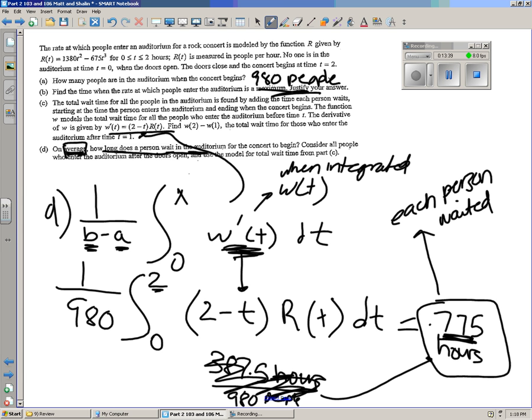So scratch that. But just to quickly recap, we have 980 people. That's the amount of people that entered from 0 to 2. And we want to see how much time they waited on average per person. And you have to integrate w prime of t, which gives us w of t, and that is the total time waited. And once you evaluate this, you will get 0.775 hours per person. That's how much time each person waited. Thank you.